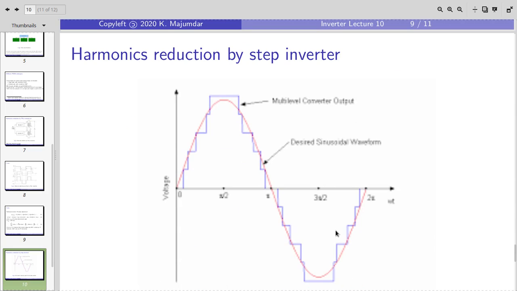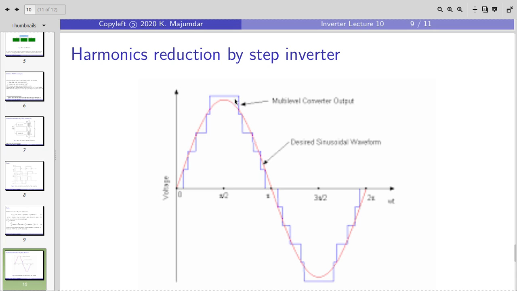Now it has already been discussed that if the number of steps is increased, then the harmonics will be reduced. So another technique adopted is the step inverter. What will happen in a step inverter? Suppose we connect one inverter, it will give an output like this. Another inverter looks like this. Another inverter is this, and this, and this.